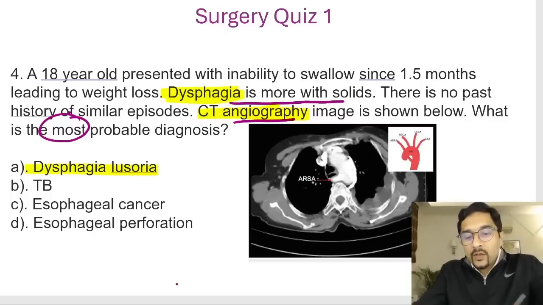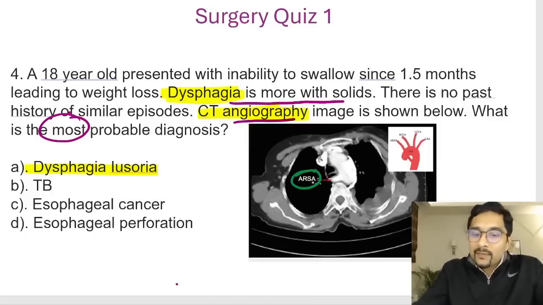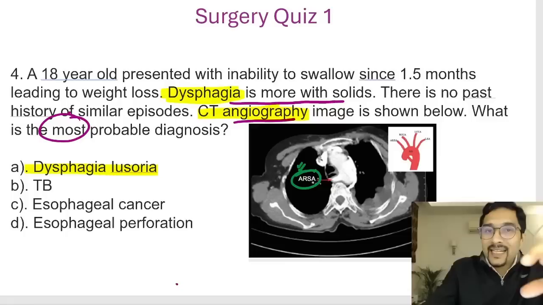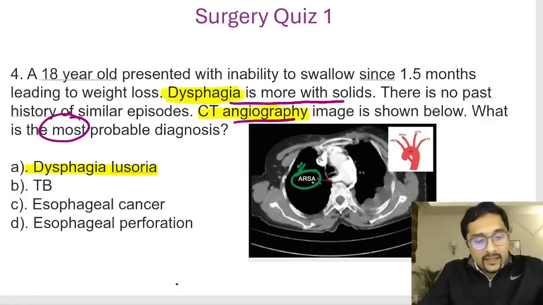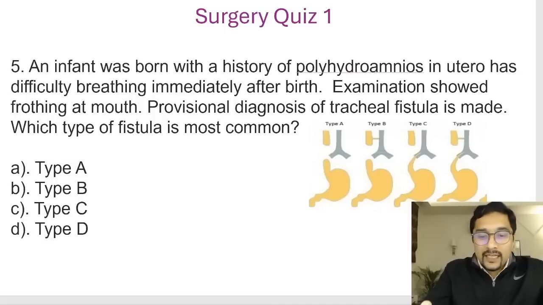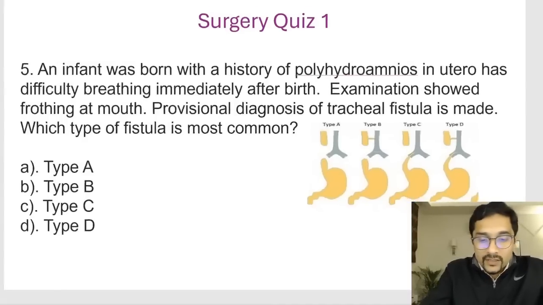Dysphagia lusoria is because of aberrant right subclavian artery. So if you look at the CT image, they had labeled it as ARSA. I had made sure that I write as ARSA, otherwise it would have been a difficult question just to diagnose on the CT. Right? So this is dysphagia lusoria, which is due to an aberrant right subclavian artery, which can cause dysphagia. And this dysphagia is usually intermittent and non-progressive dysphagia.